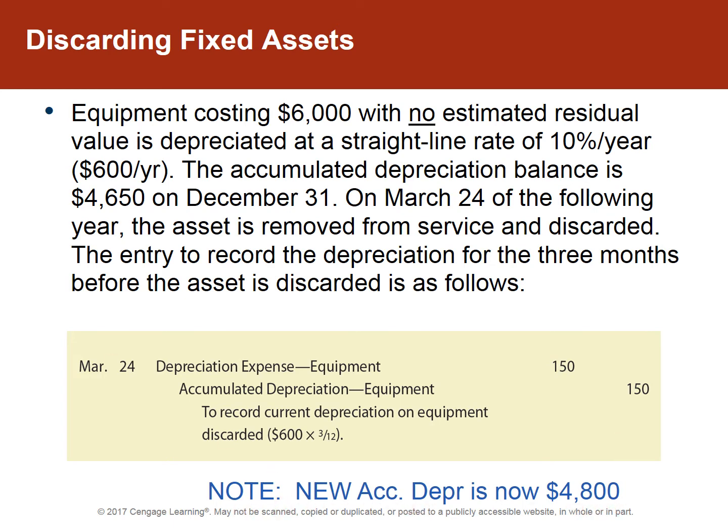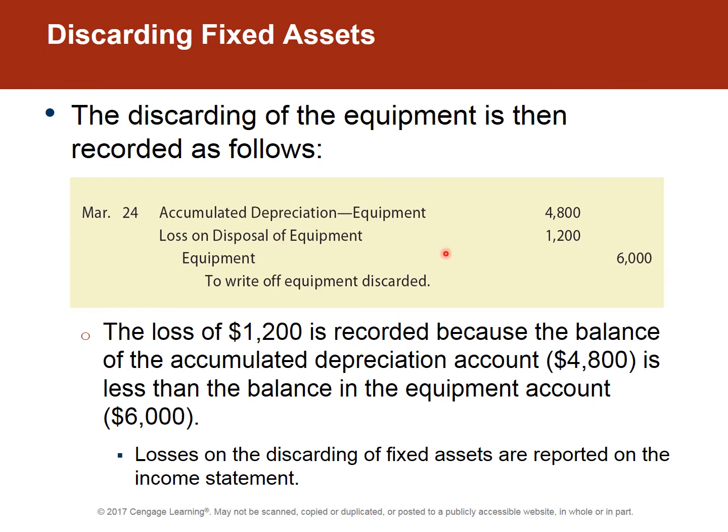Now we need to record discarding of the asset. So we remove the $6,000 asset by crediting an asset, that's for its removal, and we debit accumulated depreciation on the equipment, which is a debit because this is normally a credit balance. So if we're going to remove it, we're going to debit. And then we're going to record something called loss on disposition of equipment or loss on disposal. And that's because it's the difference between the cost of the equipment and the amount of depreciation we have accumulated.